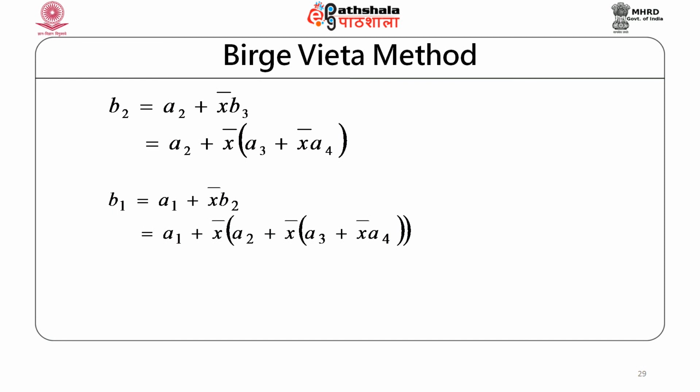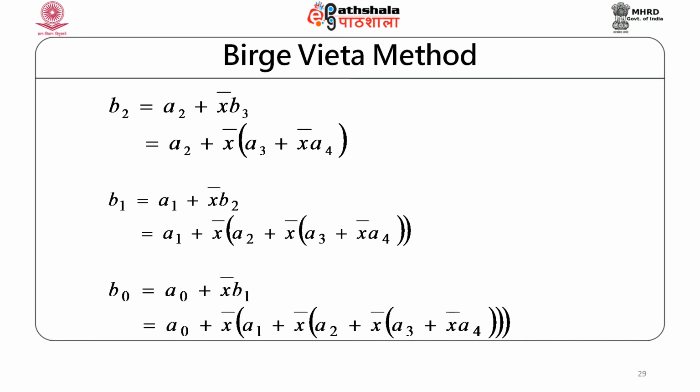Now, b1 is a1 plus x̄ b2. So, that is a1 plus x̄, substitute b2, that is a2 plus x̄ in the bracket a3 plus x̄ a4, and finally, b0 is a0 plus x̄ b1, and it is a0 plus x̄, substitute the b1 expression, we get.